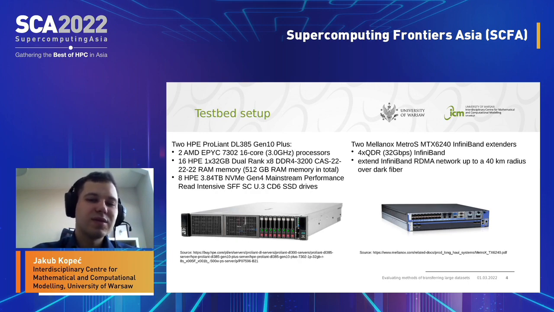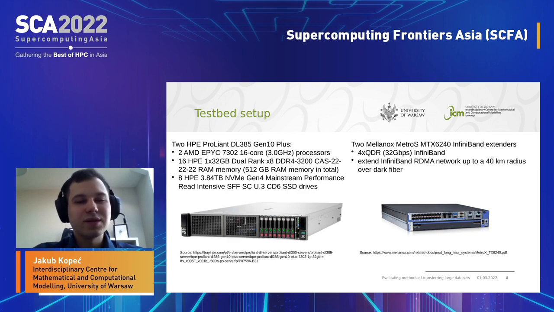The vendor claims that this system is able to provide 30 gigs of raw throughput over 40 kilometers of dark fiber, allowing it to benefit from InfiniBand features. And the most prominent one is hardware-implemented remote direct memory access, RDMA, between geographically distributed sites.